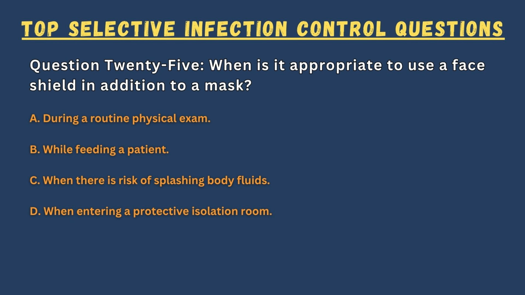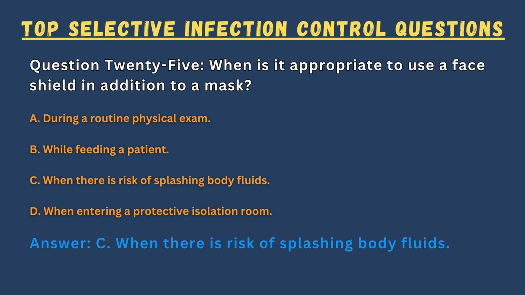Question 25. When is it appropriate to use a face shield in addition to a mask? A. During a routine physical exam. B. While feeding a patient. C. When there is risk of splashing body fluids. D. When entering a protective isolation room. Answer. C. When there is risk of splashing body fluids.